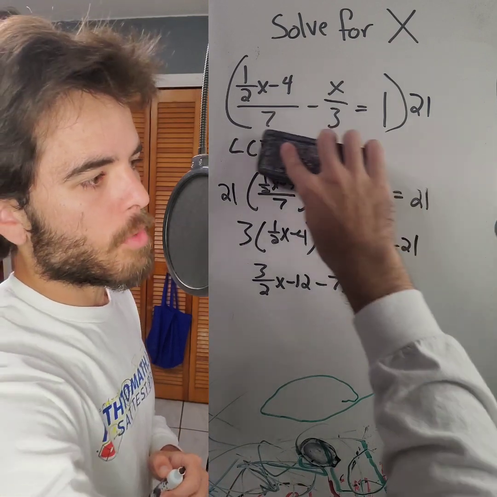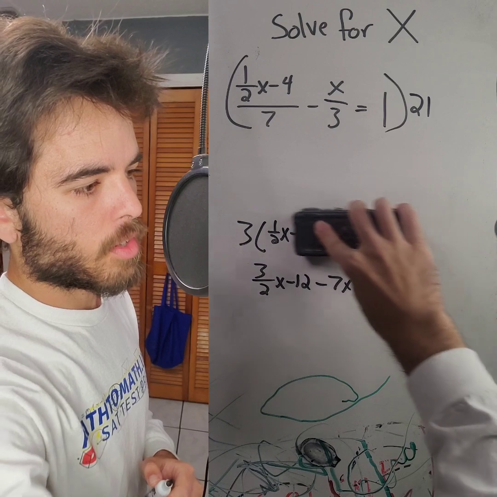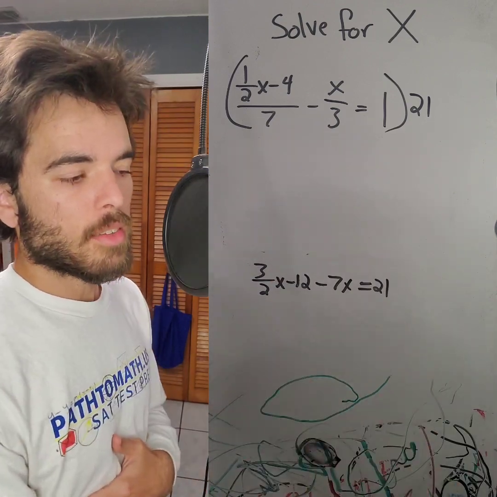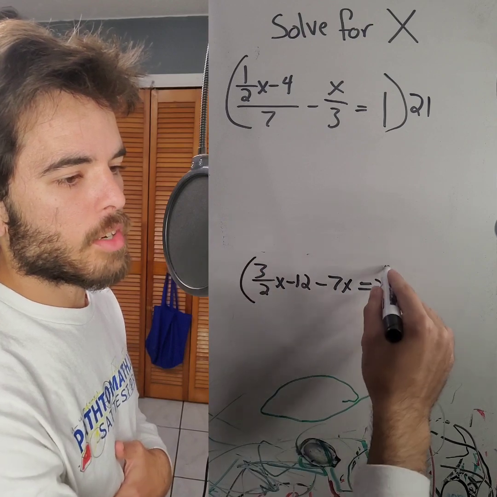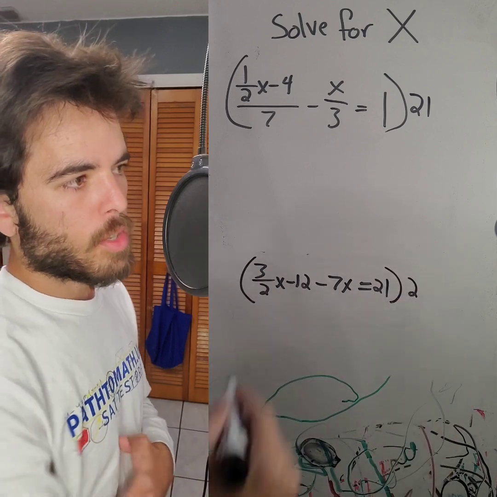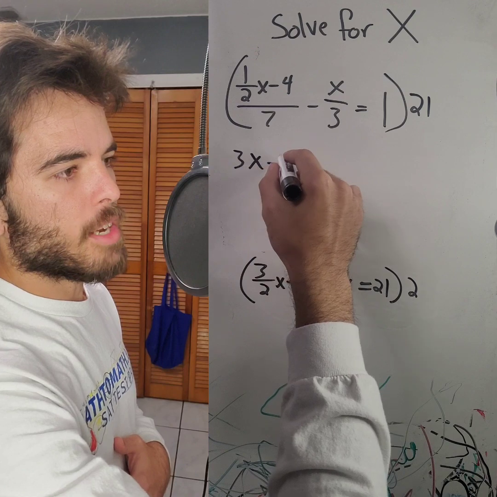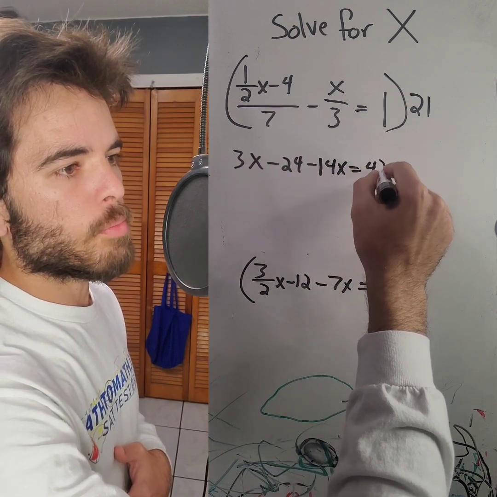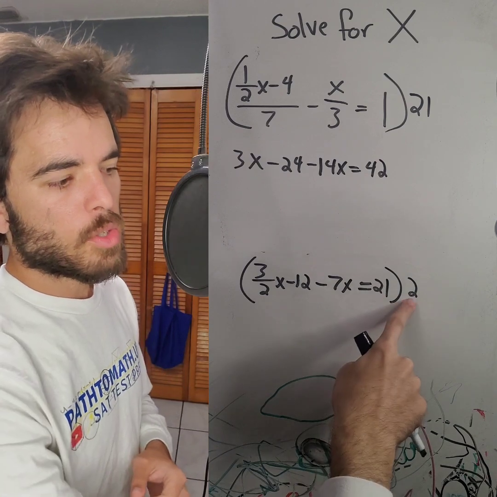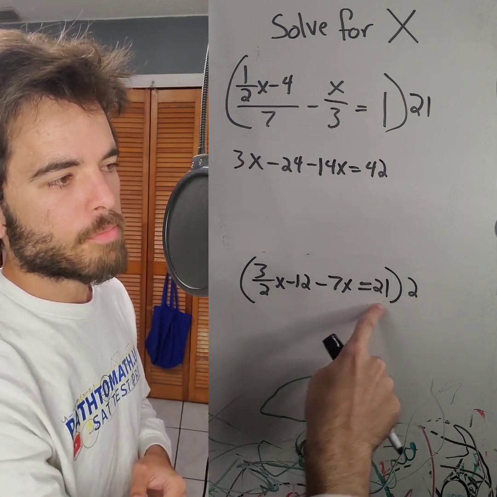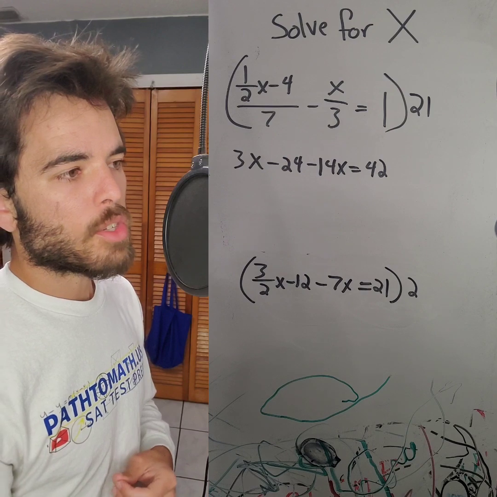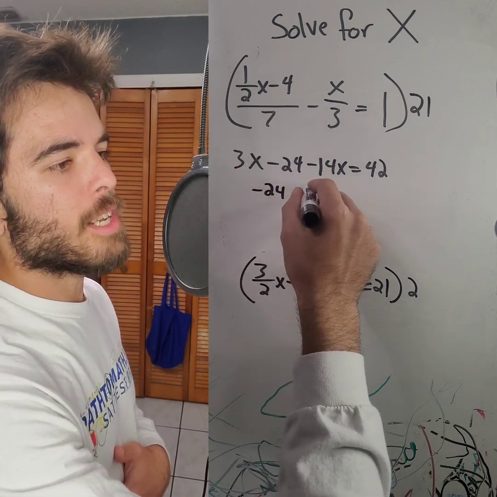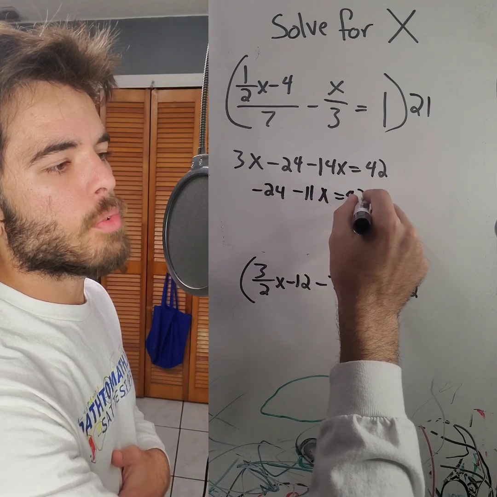Don't get frustrated. We have another fraction here. We can eliminate that again using the LCD. We can multiply this entire equation by 2. So we have 3x minus 24 minus 14x equals 42. You see the 2 multiplied to every single term. At this point, I can combine like terms and then solve for x. Let's combine like terms. We have negative 11x minus 24 equals 42.